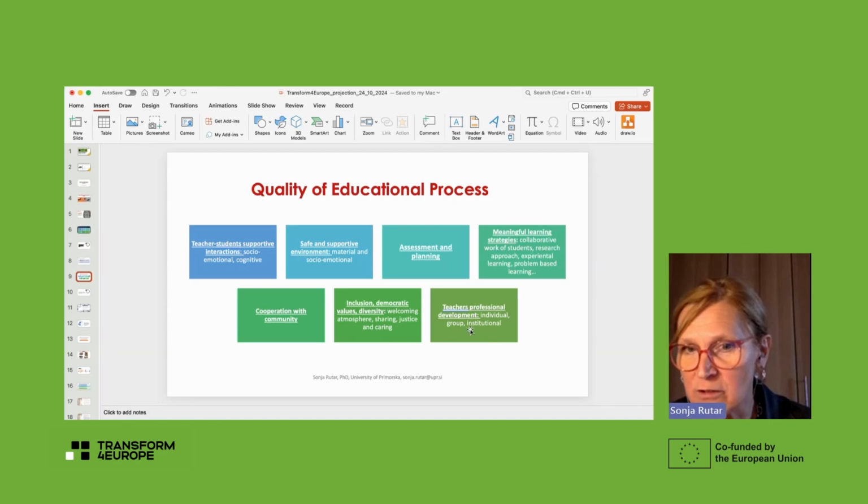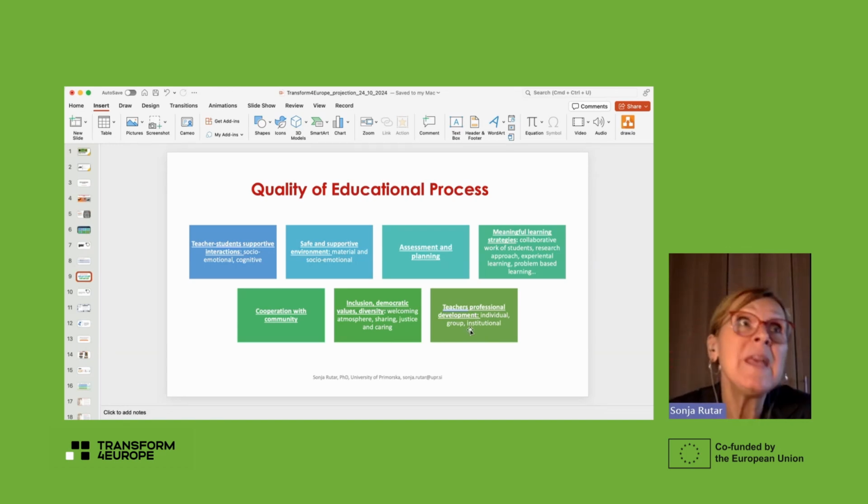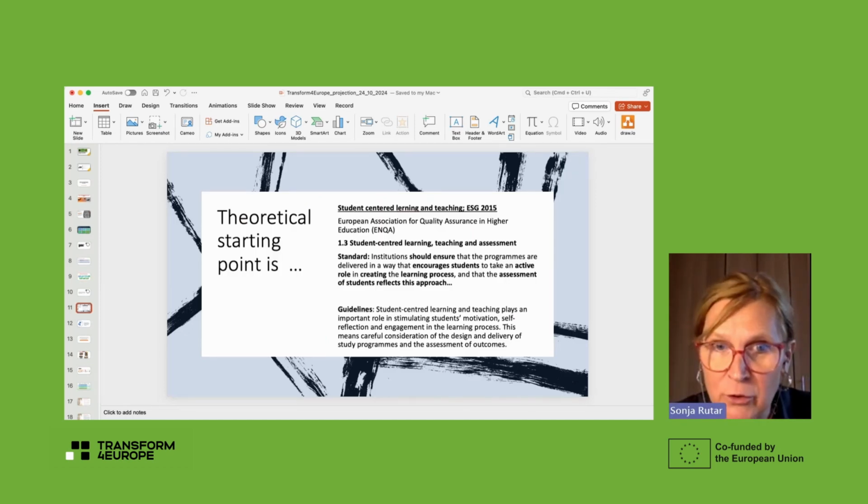And then teachers' professional development. If you are here today, then it means that you care about your understanding of your profession. And you see, here are 7 domains which build the quality of a teacher. Well, the European Association for Quality Assurance in Higher Education expects in its standards of quality that student-centered learning, teaching and assessment have to be in place. It means that institutions should ensure that the programs are delivered in a way that encourages students to take an active role in creating the learning process, and that the assessment of students reflects this approach.